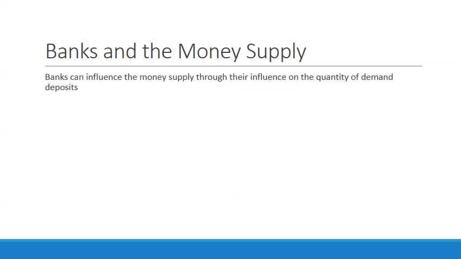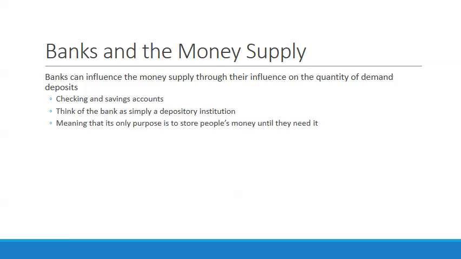So banks can influence the money supply through their influence on the quantity of demand deposits. So remember, this is the checking account, the M2 are the savings accounts. So think of the bank as simply a depository institution. This is just where the money goes. That's all it's doing, is you're putting it in there. So its only purpose is to store people's money until they need it.